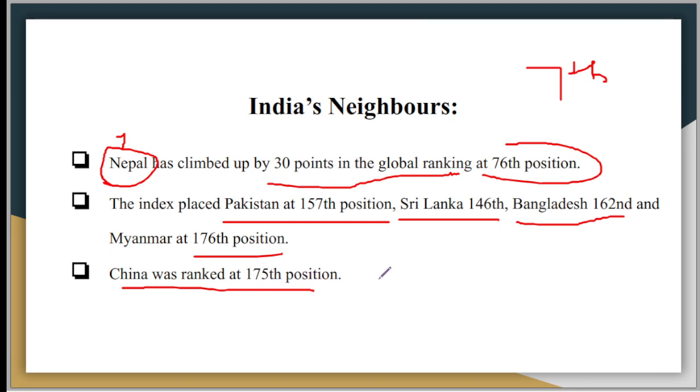So these are not very good numbers. So that was about India and other countries which are associated with India, except for Nepal.